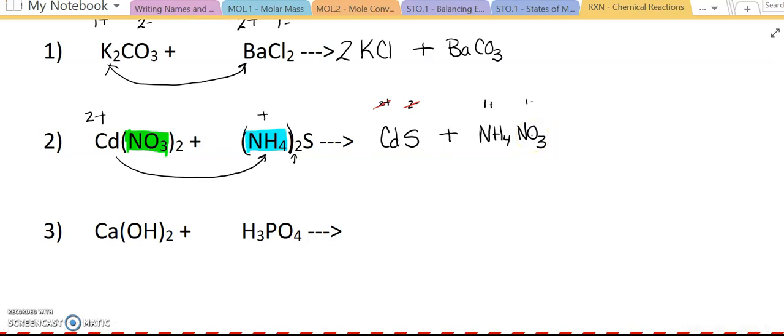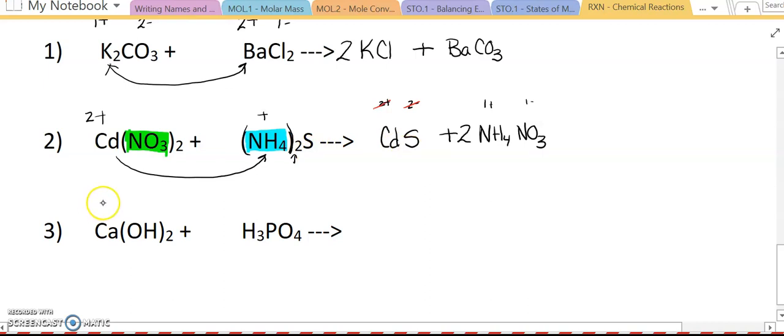Now I need to balance the reaction, and I have 1 piece of cadmium and 1 piece of cadmium, but I have 2 nitrates, so I'm going to put a coefficient of 2 in front of my nitrate, and that means I've got 2 ammonium, and I've got 1 sulfur and 1 sulfur, and it's a balanced reaction.